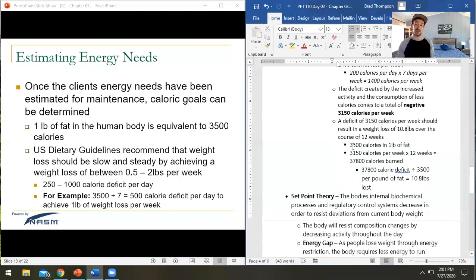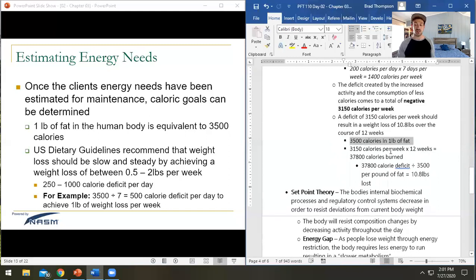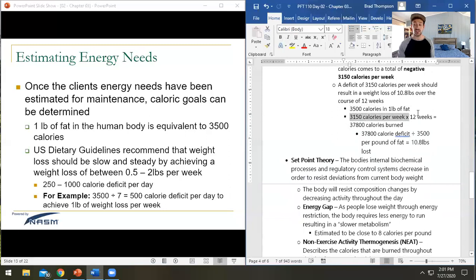And here's how we can see that. 3,500 calories in a pound of fat, 3,150 times 12, that's 37,800 calories in deficit. She only needed 35,000 calories in deficit to get to 10 pounds, but 37,800 divided by 3,500, that's going to be 10.8. And so that's how many pounds we're going to see her lose.